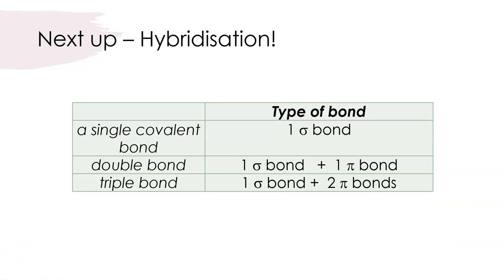Just reiterating this, a single covalent bond will have 1 sigma bond, which is the end-to-end overlap of either 2 s orbitals, or an s and a p, or the end-to-end of 2 p's. Oops, got my p orbital shape wrong. Okay, the 2 p orbitals, there we go. Pi bonds are always formed by the sideways overlap of p orbitals, and we will have 1 sigma and 1 pi for a double, and 1 sigma and 2 pi for a triple. And that's that.